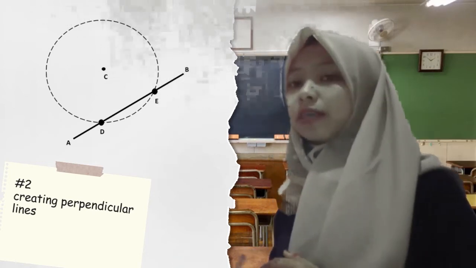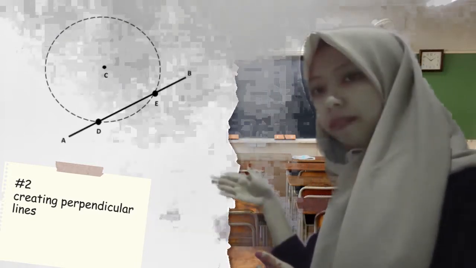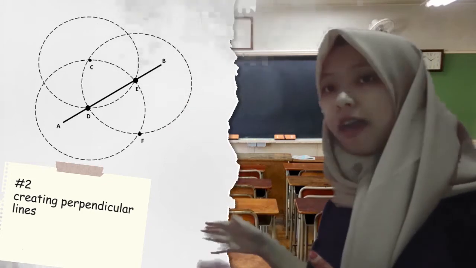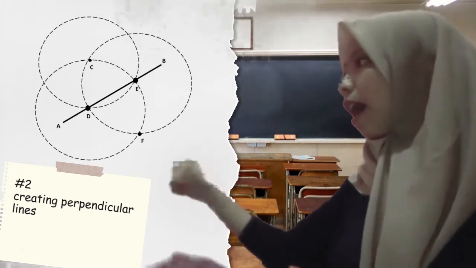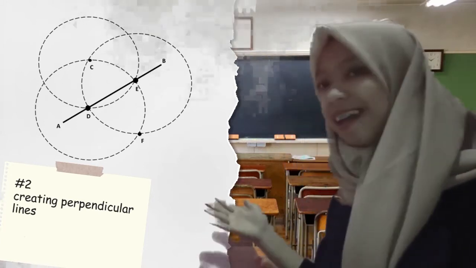Next, draw the line connecting point C and point F. Finally, we have line CF, which intersects AB. CF and AB are perpendicular lines.